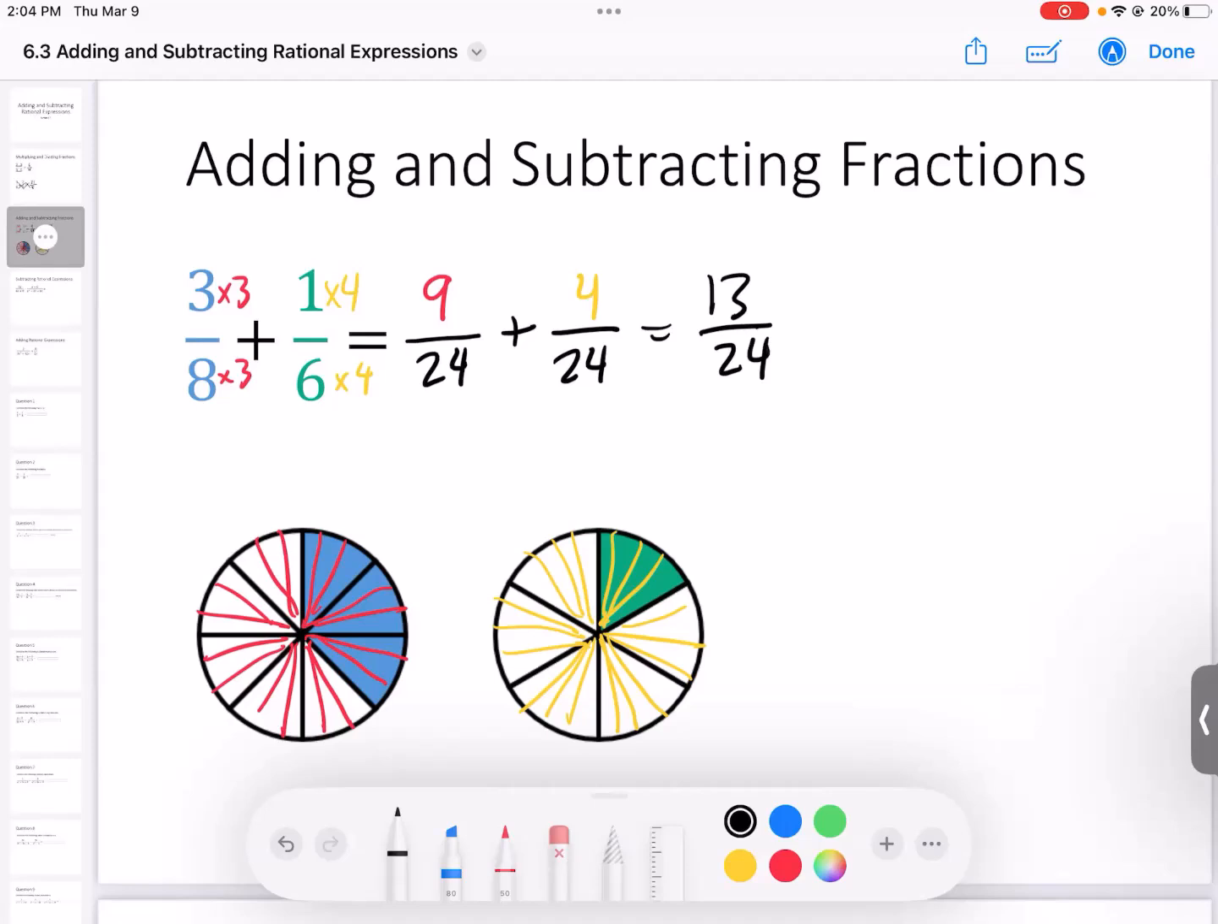Okay, so this is the way that we add and subtract fractions with numbers. So now we need to look at, well, how are we going to do this for polynomials? Because rational expressions are basically fractions that have polynomials instead of numbers. So how do we know that the common denominator is 24? Like, how do you find out what that number is?